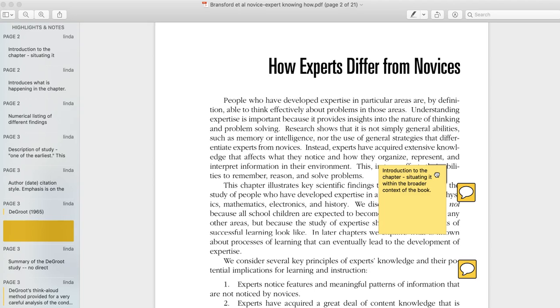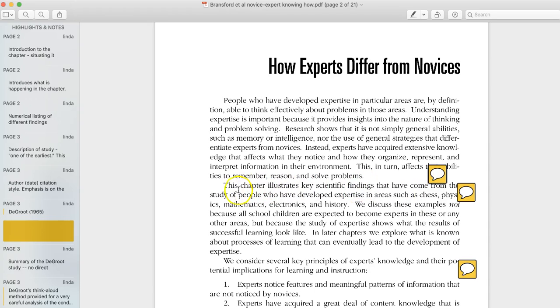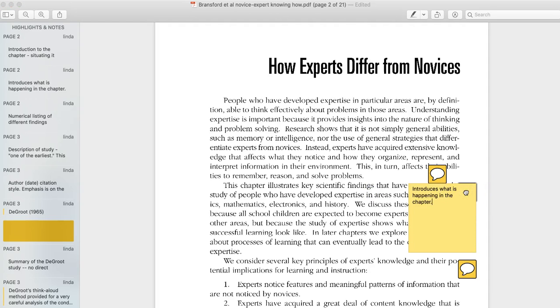oh, right here, this is the introduction to the chapter. It situates it within the broader context of the book. And I know this because it says, this chapter illustrates key scientific findings that have come from the study of people who have developed expertise. That tells me it's important. Here, in the second bubble, it introduces what's happening in the chapter.